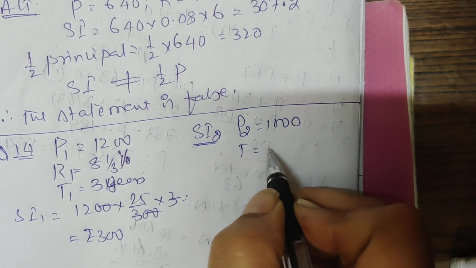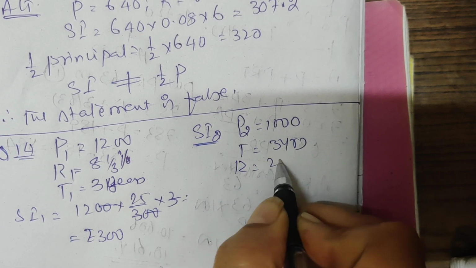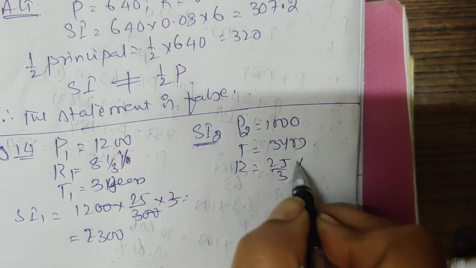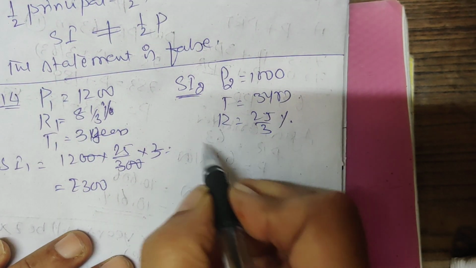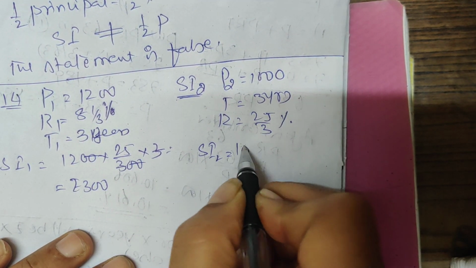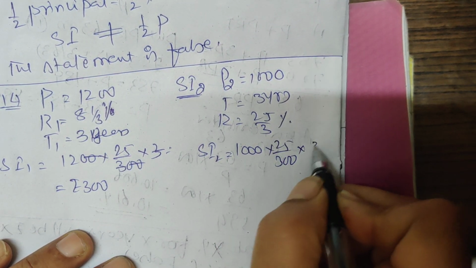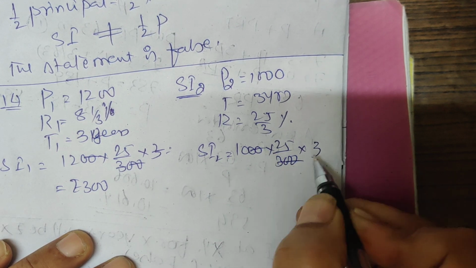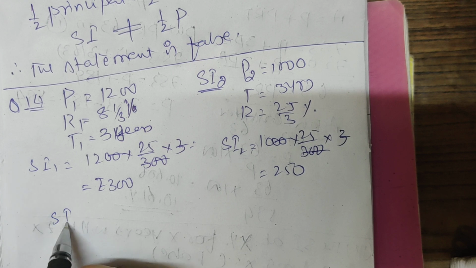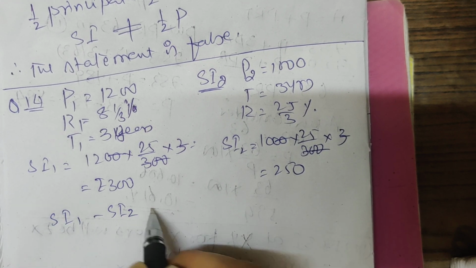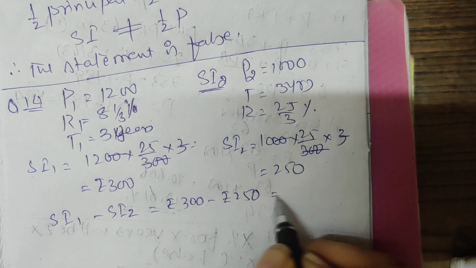Time is equal to 3 years. R is equal to 25 by 3%. So when I calculate SI2, sir, 1000 into 25 by 300, because it is percentage wise 3. 2 zeros cancel, 3 3 cancel, this is 250. SI1 minus SI2 is equal to 300 minus rupees 250, this is rupees 50.